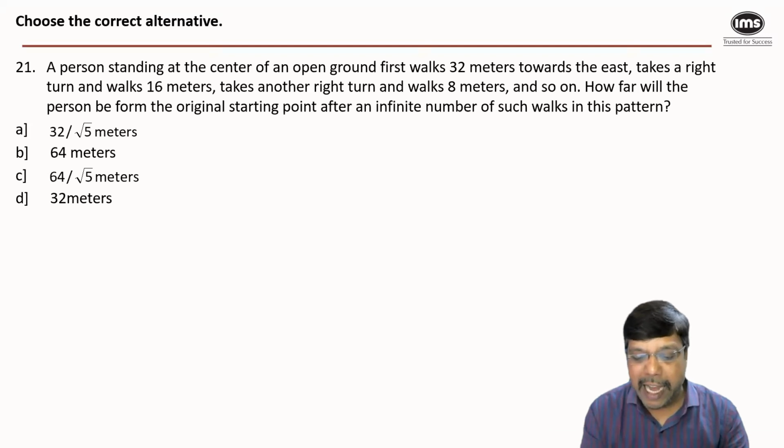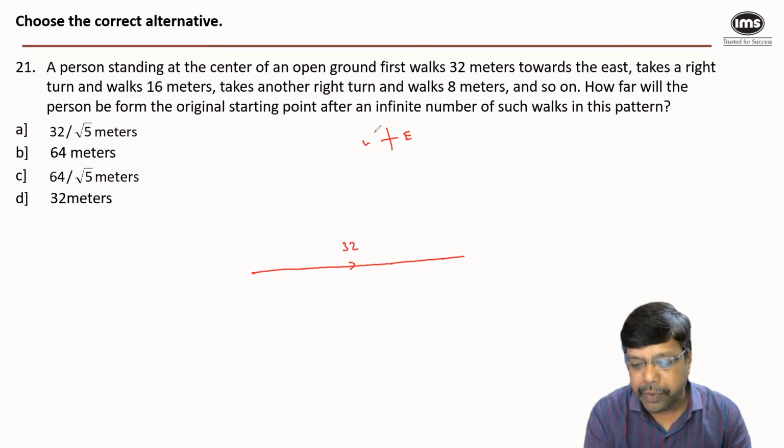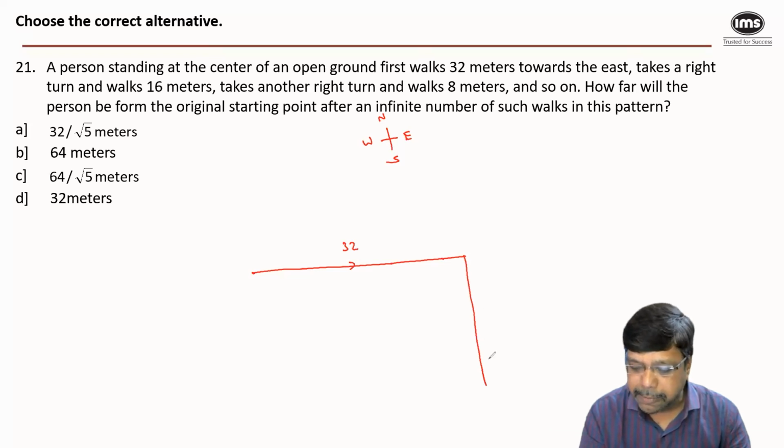A person standing at the center of an open ground first walks 32 meters to the east. Now let us assume the person is standing here. Now he walks 32 meters east. And just for your reference, east, west, north, south. He takes a right turn and walks 16 meters.